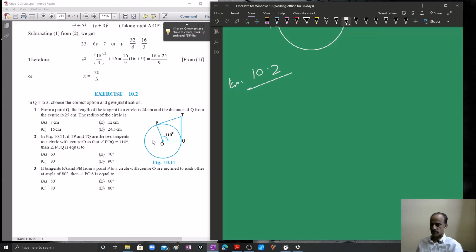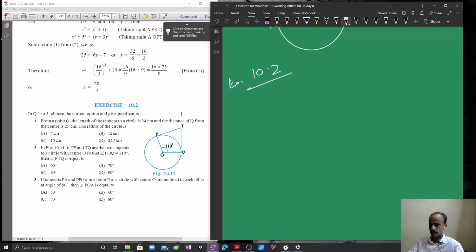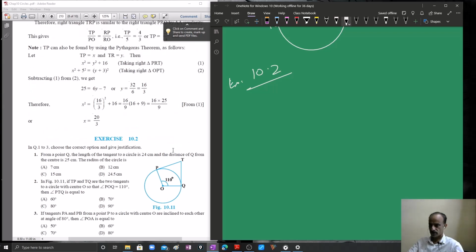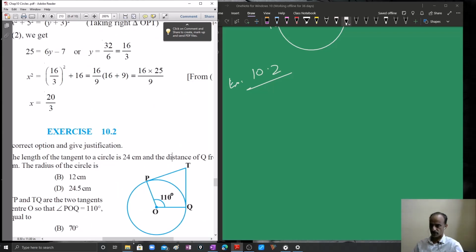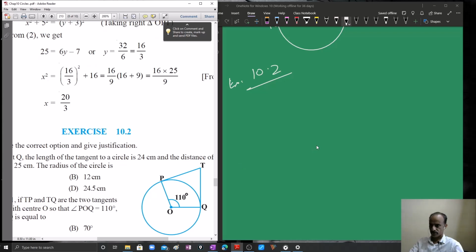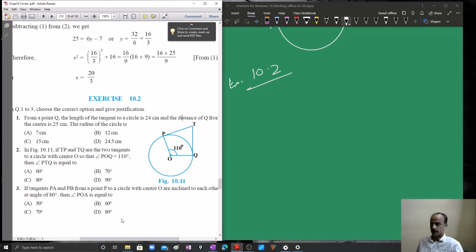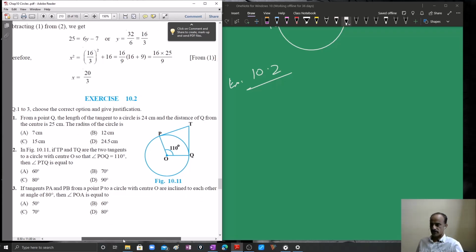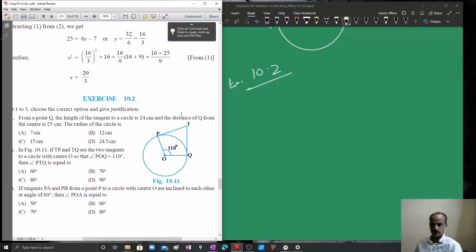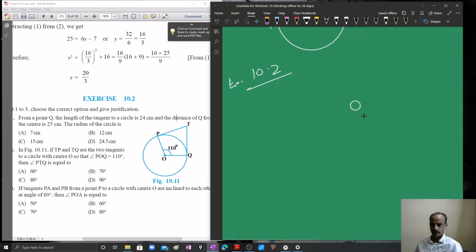From a point Q, the length of the tangent to a circle is 24 cm, and the distance of the point Q from the center is 25 cm. Find the radius of the circle. So there's a circle given. You can just draw a small figure there.